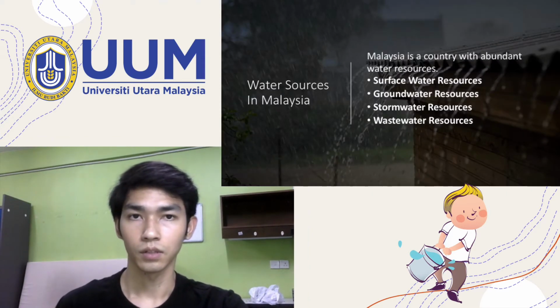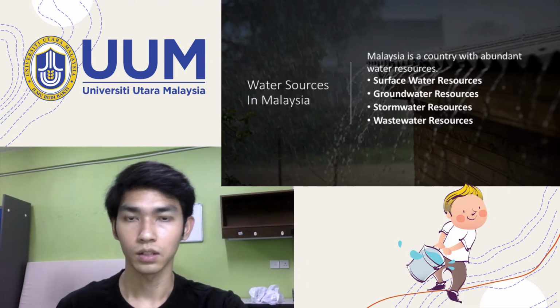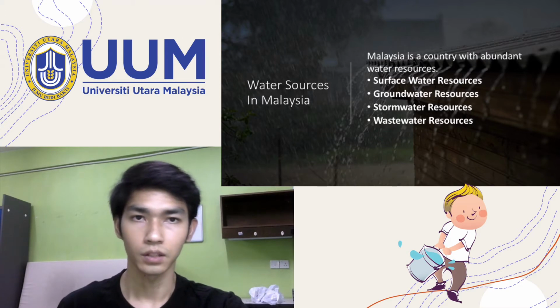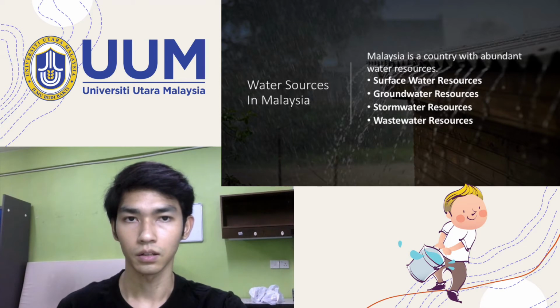So next, I will explain about the water sources in Malaysia. Malaysia is a country with abundant water resources such as surface water resources, groundwater resources, stormwater resources, and wastewater resources. So these four types of water resources are always used in Malaysia.